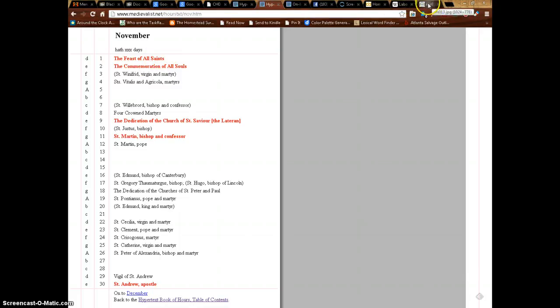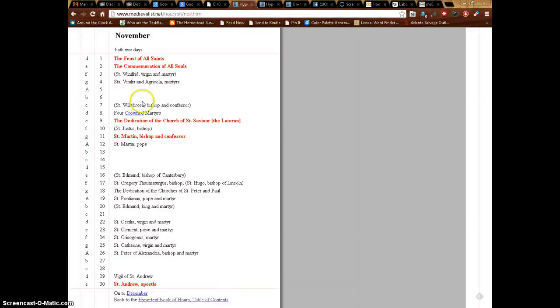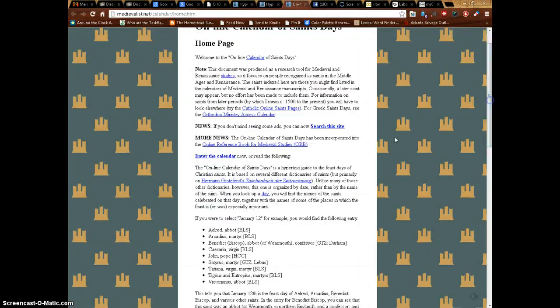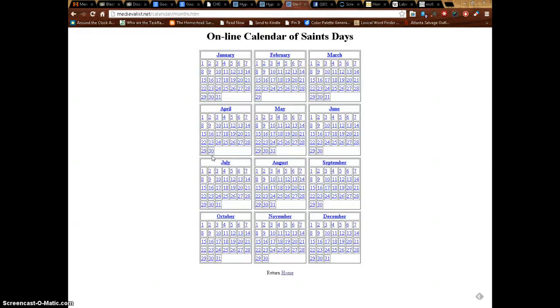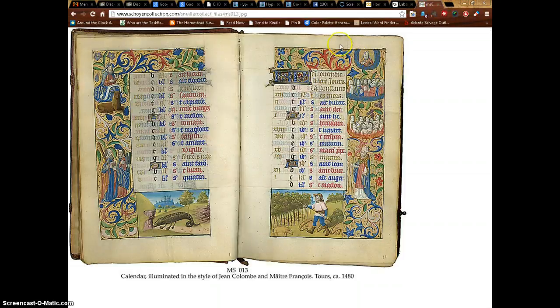So then let's see, Saint Hubert, Hubert. Let's see if he's in the hypertext book of hours. He's not there, so I'm going to come over to my online calendar of saints' days. I'm going to enter the calendar, and since I'm looking at November, I'm just going to look at the start. So All Souls, and the next one is Hubert, and lo and behold, Hubert, Bishop of Liège, although it would be Hubert. And since this is a French book, I would be much more likely to find French.